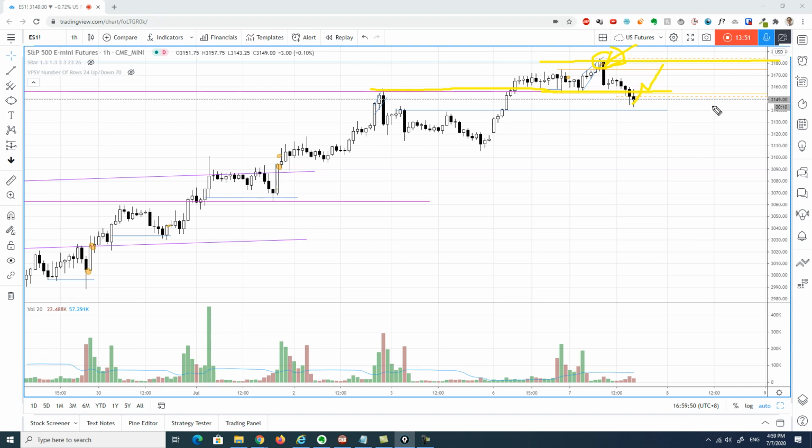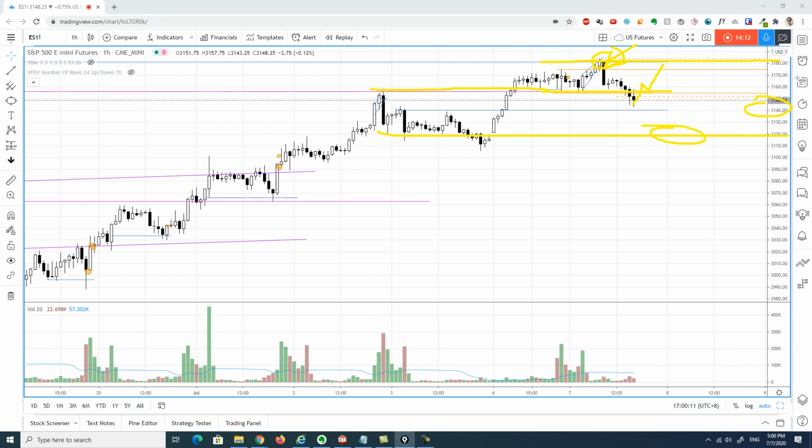And further down, definitely 3140. I think this is another level to provide some kind of support to the S&P 500. And if it breaks, then definitely I'm looking at 3110 or 15, somewhere around there. So these are a few support levels to watch.